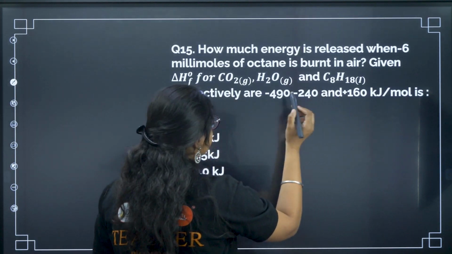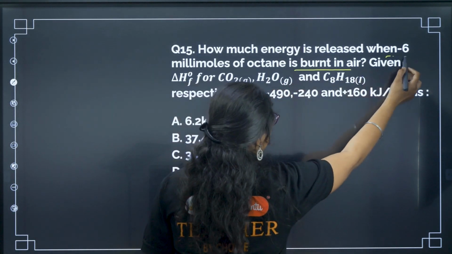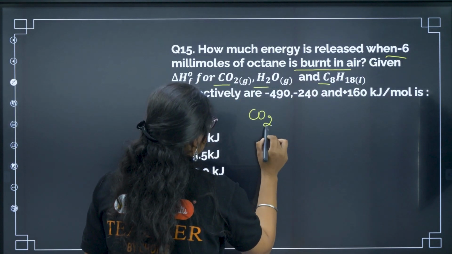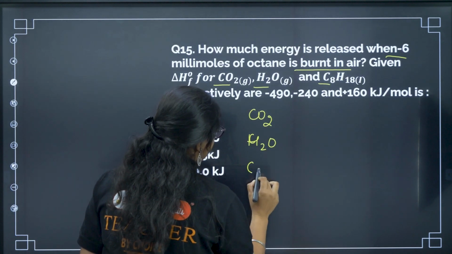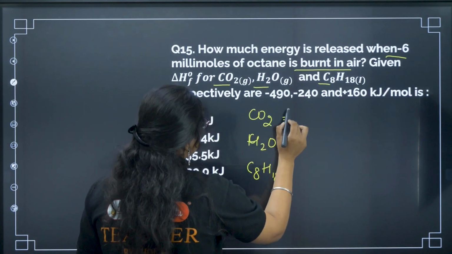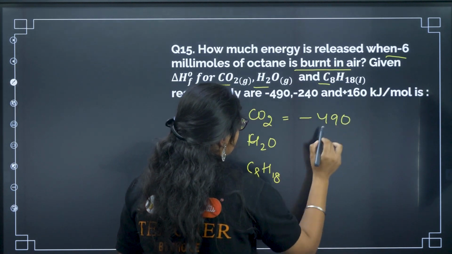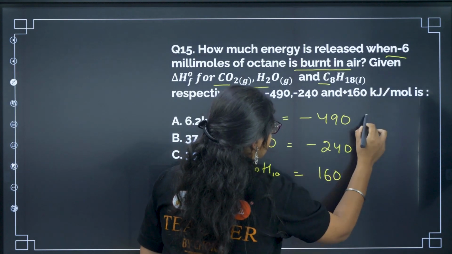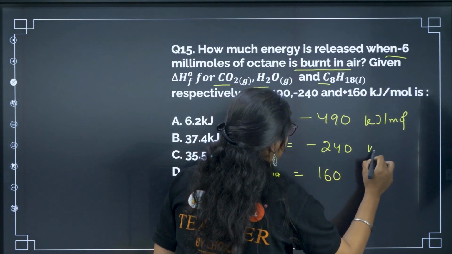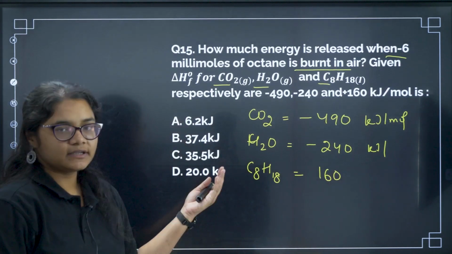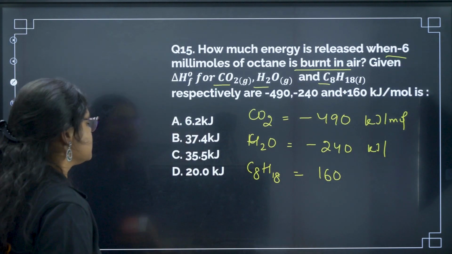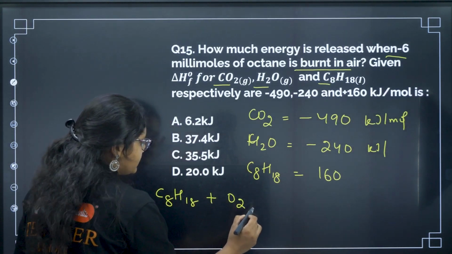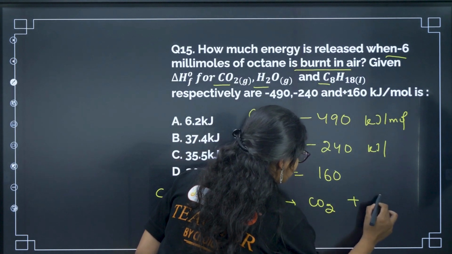How much energy is released when 6 millimoles of octane is burnt in air? Given delta H for CO2, H2O and C8H18, so we can write down the values here. For CO2 it is minus 490, for water it is minus 240 and for C8H18 it is minus 160. So we have to calculate the combustion reaction. Okay, for combustion the values will be negative. So first write down the equation of combustion. C8H18 plus O2 will give you CO2 plus H2O.